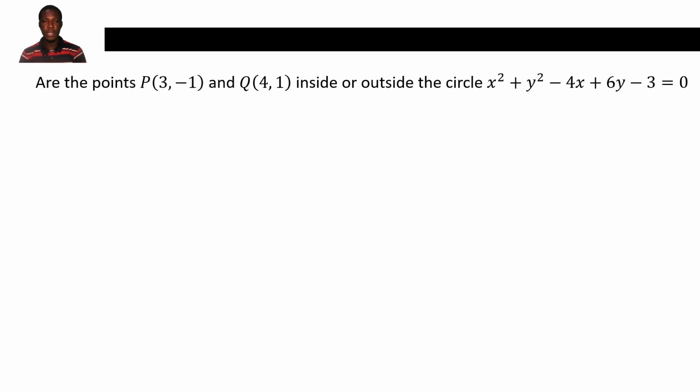Are the points (3, -4) and (4, 1) inside or outside the circle x squared plus y squared minus 4x plus 6y minus 3 equals 0? Okay, so solution.